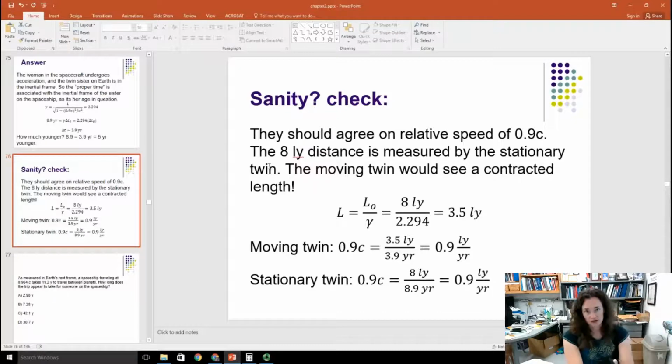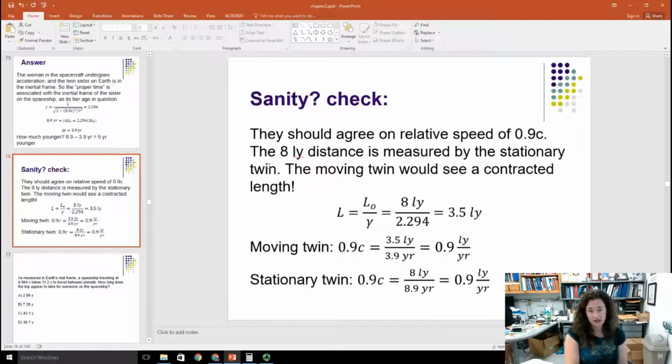Here's what they should agree on, though. They should agree on their relative speeds. The twin on Earth agrees that the twin on the spaceship is traveling away from her at 0.9 c. The twin on the spaceship says, yes, it's 0.9 c, but you're going that way away from me. But they both agree it's 0.9 c.